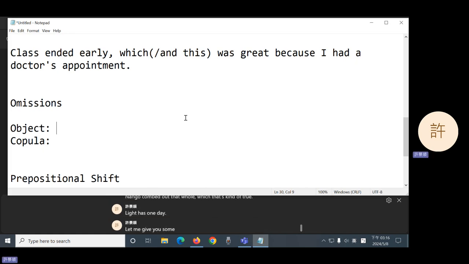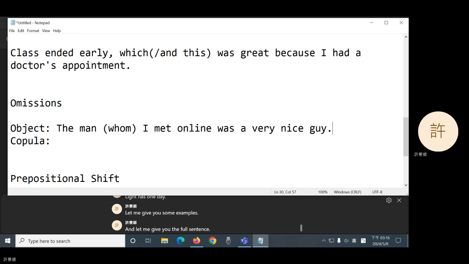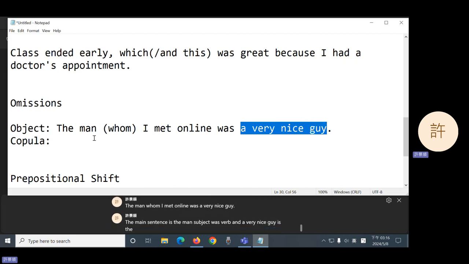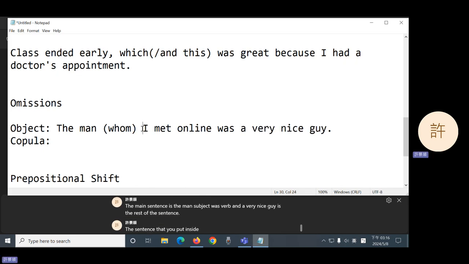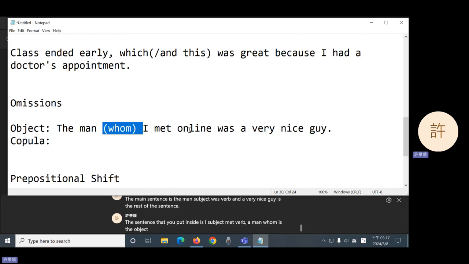Let me give you some examples. And let me give you the full sentence. The man whom I met online was a very nice guy. The main sentence is the man, subject, was, verb, and a very nice guy is the rest of the sentence. The sentence that you put inside is I, subject, met, verb, a man, whom, is the object, and then online is the place.